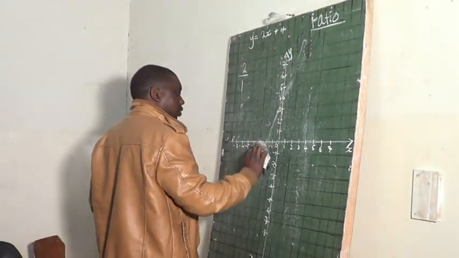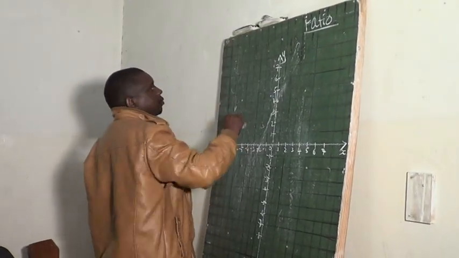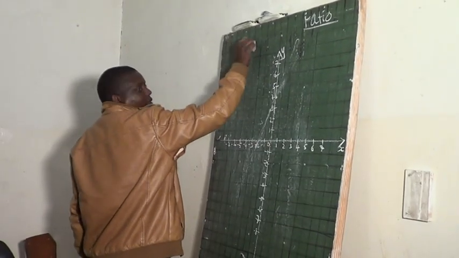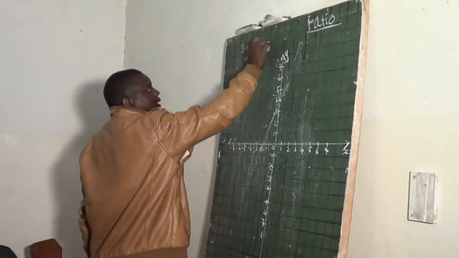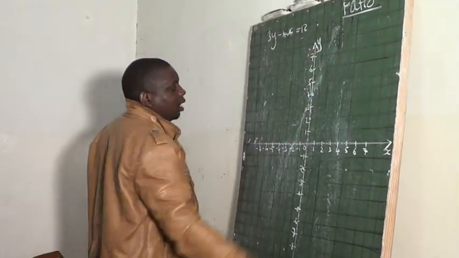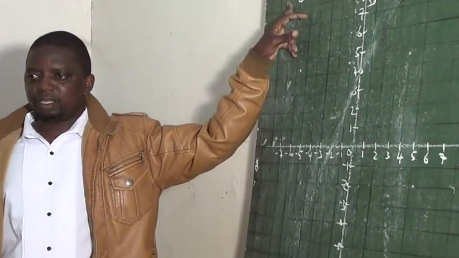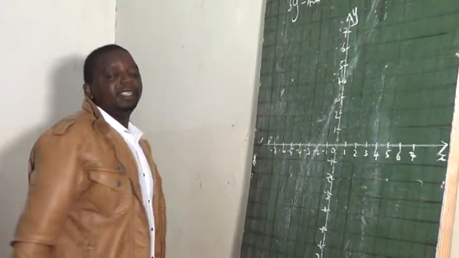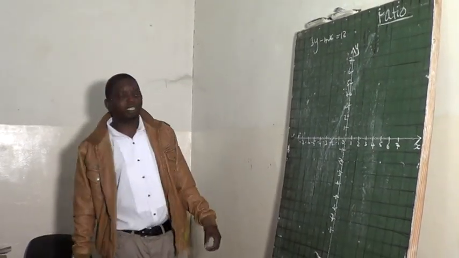3y minus 4x is equal to 12. We want to sketch this on the Cartesian plane. Make y the subject, and identify the gradient and the y-intercept.